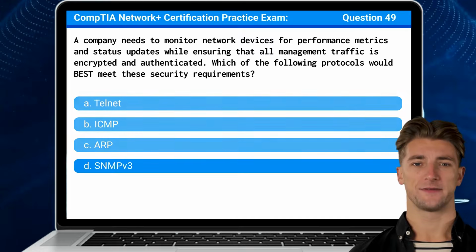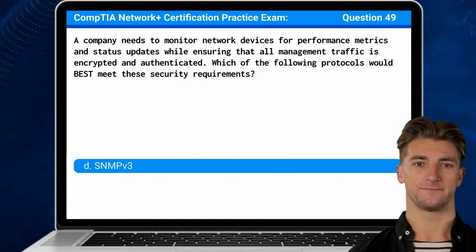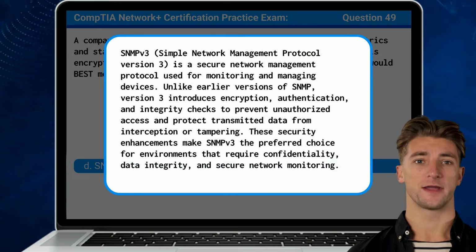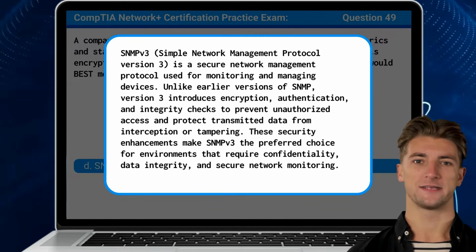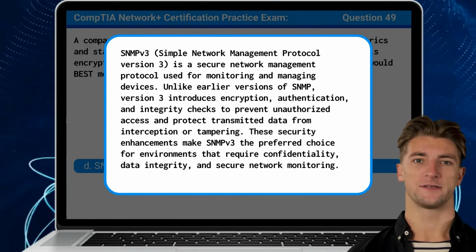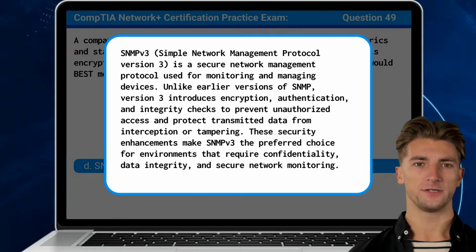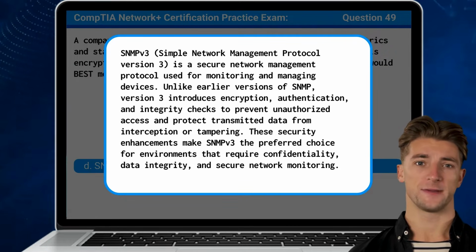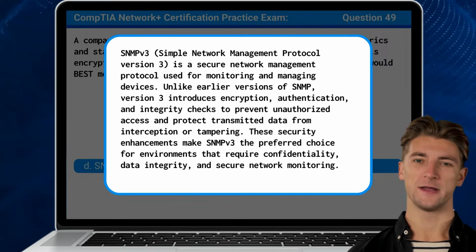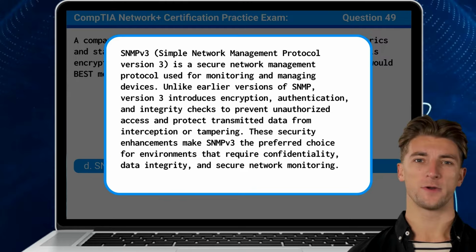The answer is D. SNMP version 3. SNMP version 3, or Simple Network Management Protocol version 3, is a secure network management protocol used for monitoring and managing devices. Unlike earlier versions of SNMP, version 3 introduces encryption, authentication, and integrity checks to prevent unauthorized access and protect transmitted data from interception or tampering. These security enhancements make SNMP version 3 the preferred choice for environments that require confidentiality, data integrity, and secure network monitoring.